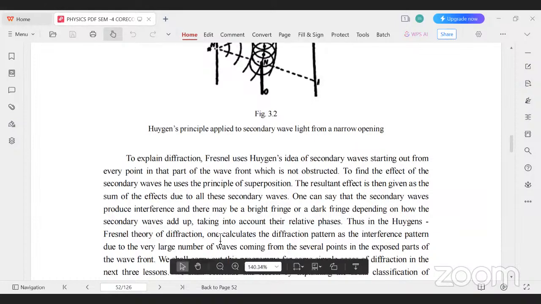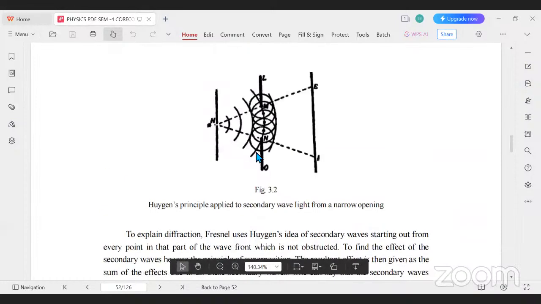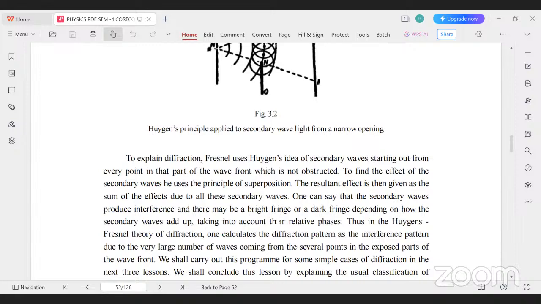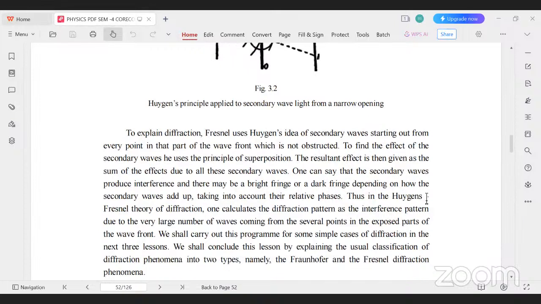Okay, so depending on how the secondary waves add up, taking into account their relative phases, the fringes are nothing but circles. When the light falls on that, the fringes are going to be formed like a circle. The resultant might be bright fringes or dark fringes. Thus, in the Huygens principle theory of diffraction, one calculates the diffraction pattern as the interference pattern due to a very large number of waves coming from several points, on the order of the wavelength.